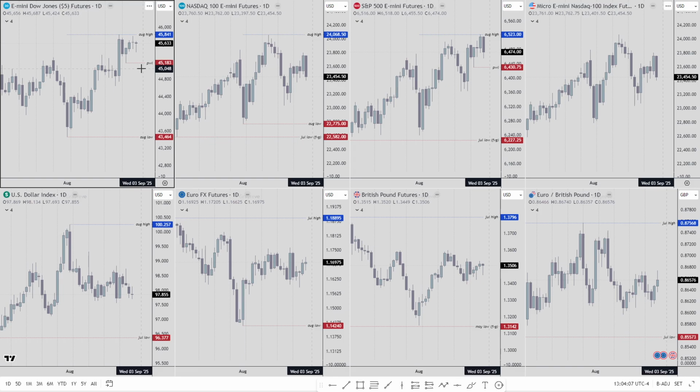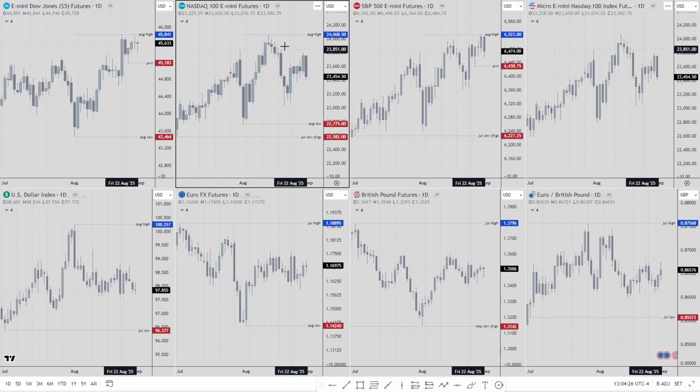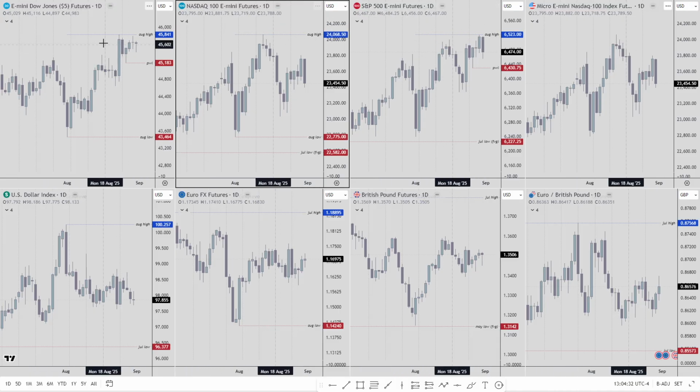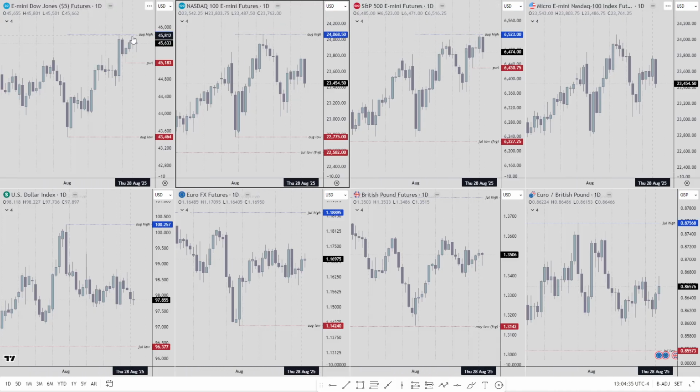Heading into next week, I am more or less neutral, but I would be leaning towards bearishness for the indices, because if you look at the current highs that we're printing, we have SMT on highs with ES, and then we have a secondary SMT on highs with Dow Jones over here.